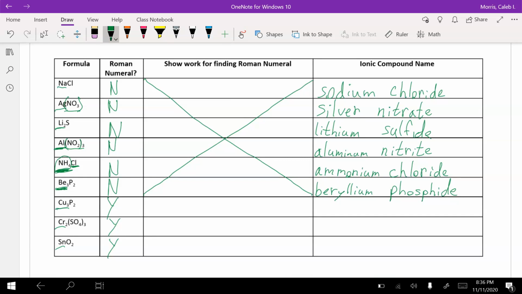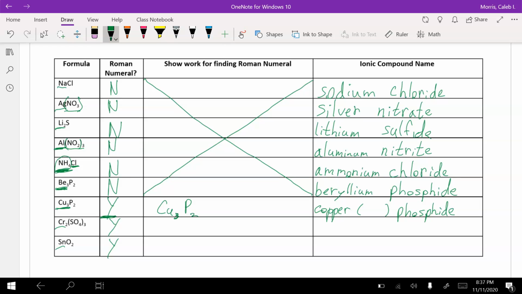All right, and then I have Cu, that's copper. I'm going to put some parentheses there because I see I do need a Roman numeral. But the last name for P is going to be phosphide again. Now let's do the work to find the Roman numeral. So I have Cu with a subscript of 3, P2.